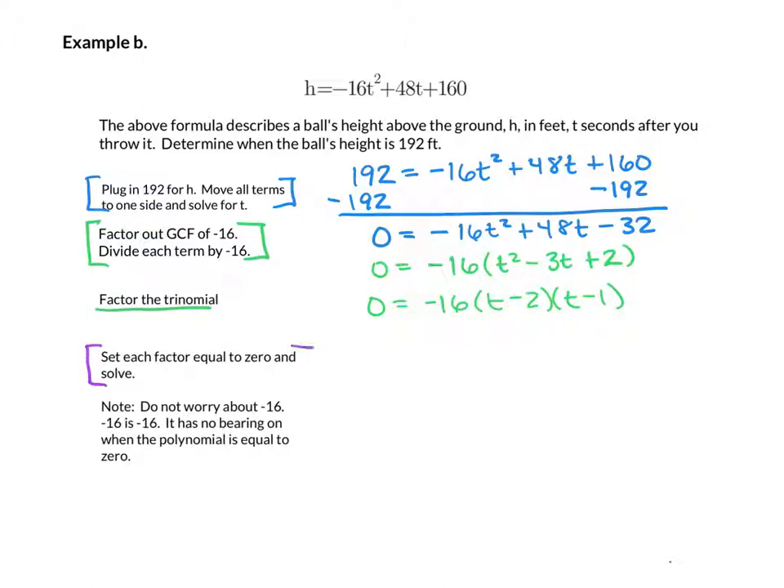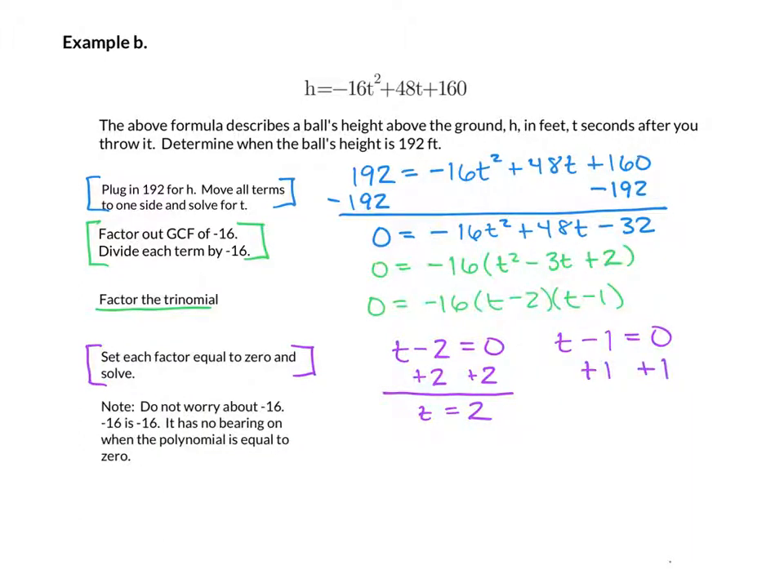Again, I don't care about the negative 16 because it is a constant. So I'm going to set t minus 2 equal to 0 and t minus 1 equal to 0. We can add 2 to both sides and get t equals 2. On the other one, we can add 1 to both sides and we get t equals 1.